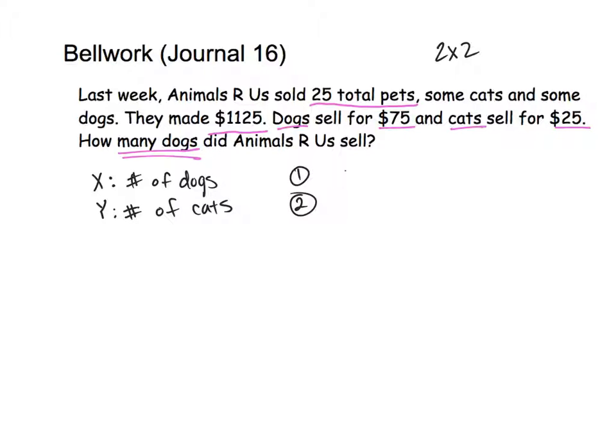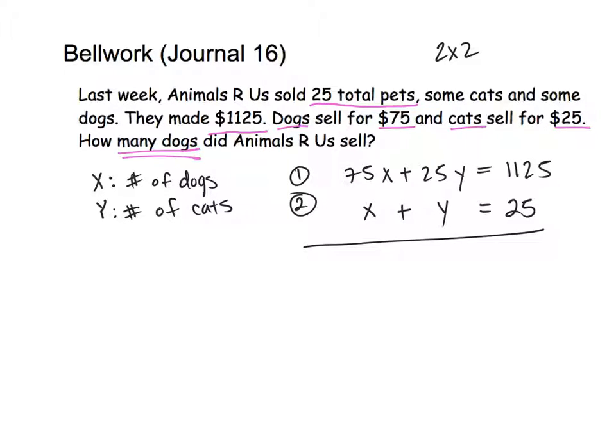So this is going to be $75 times X and $25 times Y. And when I add them up, I should get the total that I made, which is $1,125. Also, I noticed that I have 25 pets total. So that's telling me if I add two things, I should get 25. Well, I have X as the number of dogs and Y as the number of cats. If I were to add X and Y, I should get 25. And so now that I have a complete two equations, I can try to use elimination because it is in standard form.